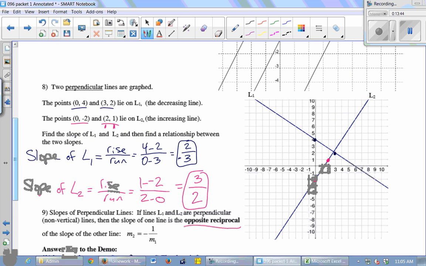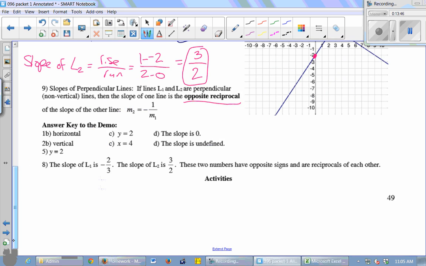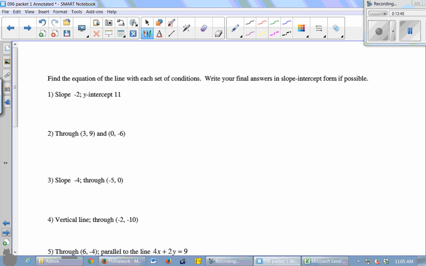All right, so spend a little time working through the activities. Starts on the next page. I'll answer questions. These are going to be very much like the homework 6 homework, like finding equations of lines. So spend some time with these. I'll help you. We can do a couple on the board if you need it, and then we're going to move on to the next class.